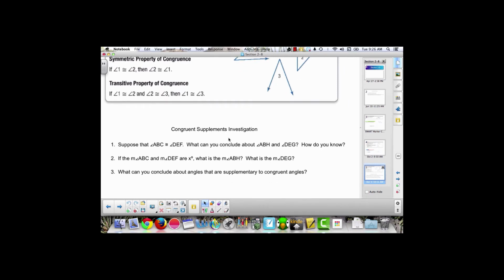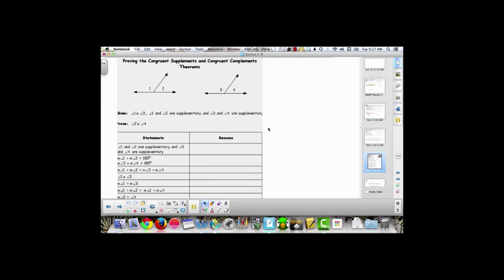Now I'm going to have you do another activity about congruent supplements. Please don't do any measurements in the sketchpad investigation. Just use it to help you understand where angles and rays and other things are for the questions down below. Go through this activity and answer these three questions.